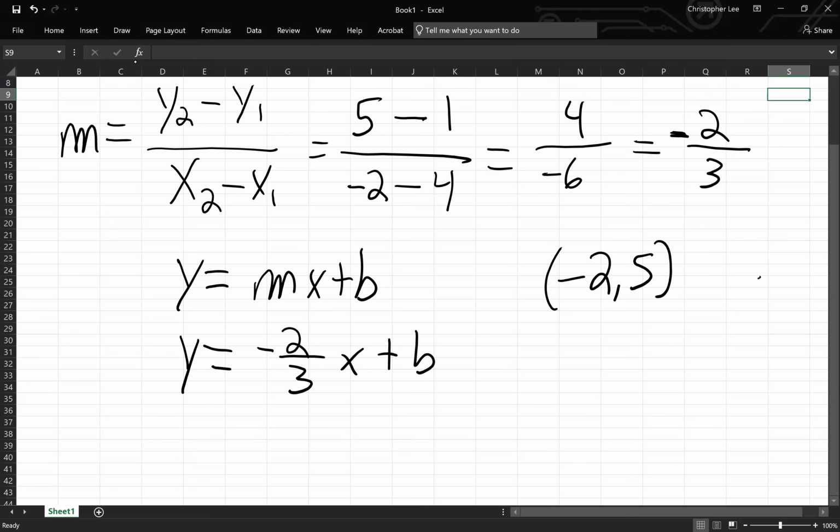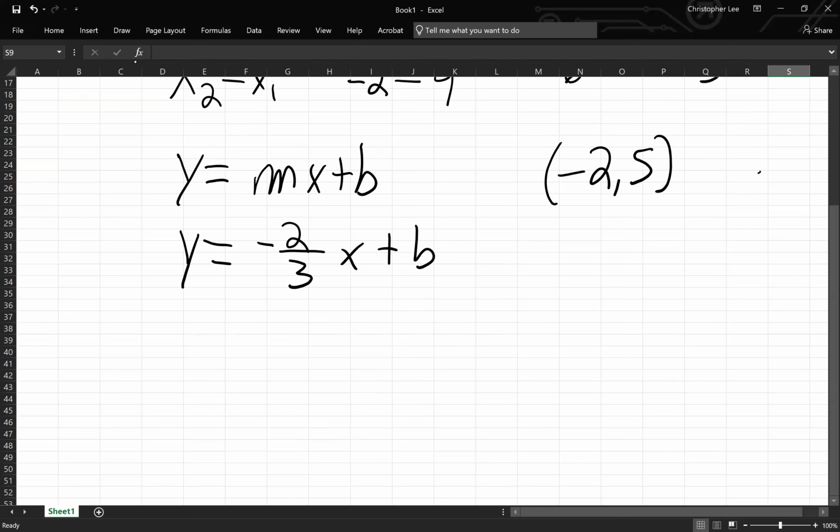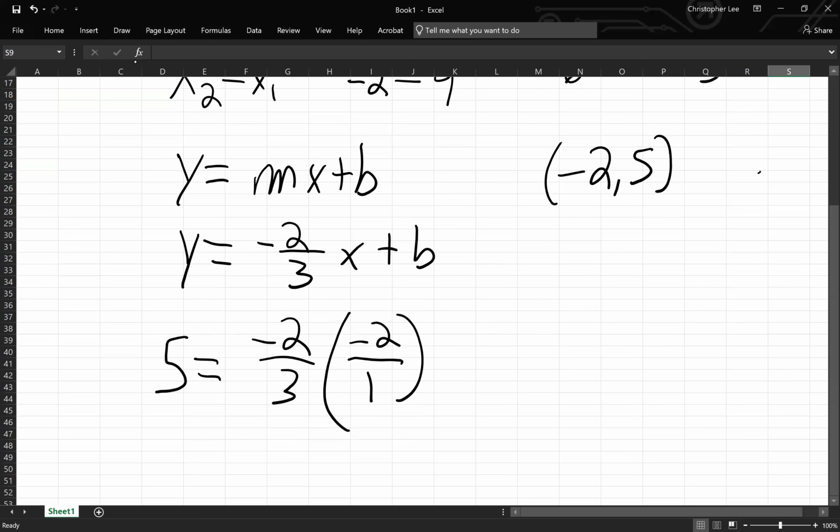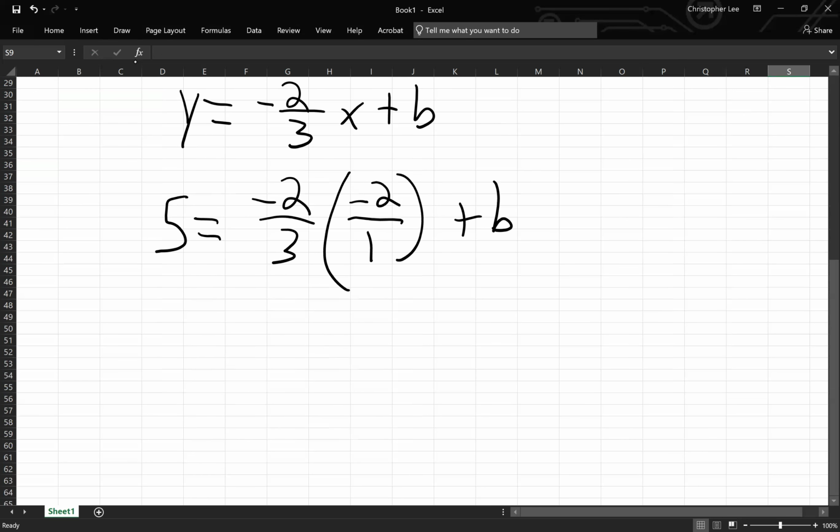So I know that my y now is 5. I have my negative 2/3. My x is negative 2/1, plus b. Just solve for b. How do I multiply fractions again? Straight across. So negative 2 times negative 2 is 4, over 3 times 1, that's 3.